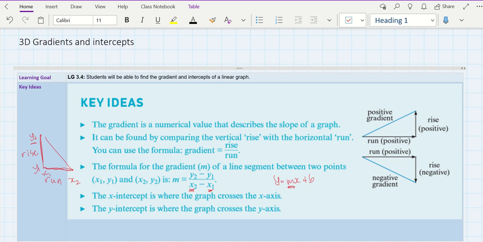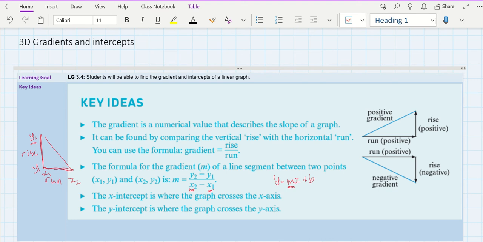So we want you to be able to find the gradient, which is the slope of a line, and the intercept of a linear graph. Now remember, a graph is that line that we draw on a set of Cartesian planes. Okay, so the gradient now is a numerical value which describes the slope of the graph.